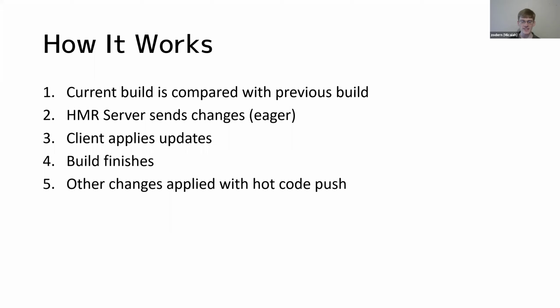So at a high level, how HMR works is very simple. During a build, we compare the current build with the previous build to see what has changed. We then immediately send those changes to the app, even though the build is still in progress. In Meteor, when this happens, we call it an eager update. Then the client applies the changes. After the build is finished, hot code push is used to apply any other changes that cannot be applied with hot module replacement. For example, if you change the main module or you modify an asset, then we use hot code push.